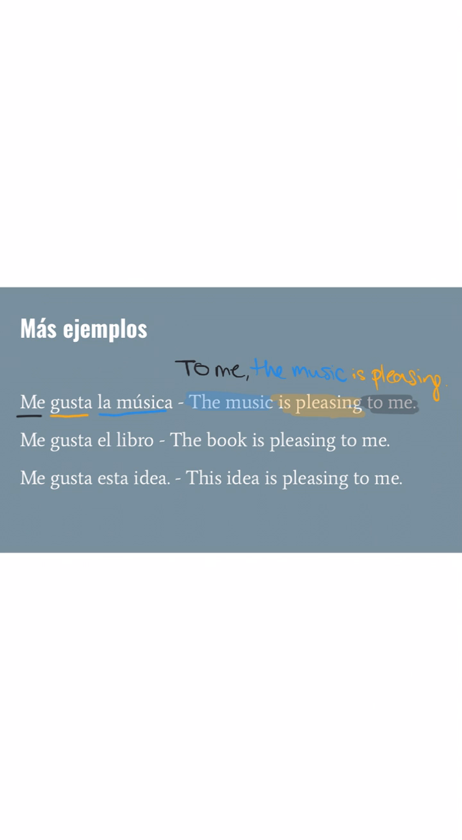We have me gusta el libro. So me is the IOP, of course. I have gusta as my verb, and then the subject here, el libro. The book here is what is doing the pleasing to me, right? And then our last sentence here, we say me gusta esta idea. Me, of course, is my IOP. We've got our verb gusta here. That leaves our subject for esta idea. In other words, this idea is doing the pleasing, right? Is pleasing, finally, to me.